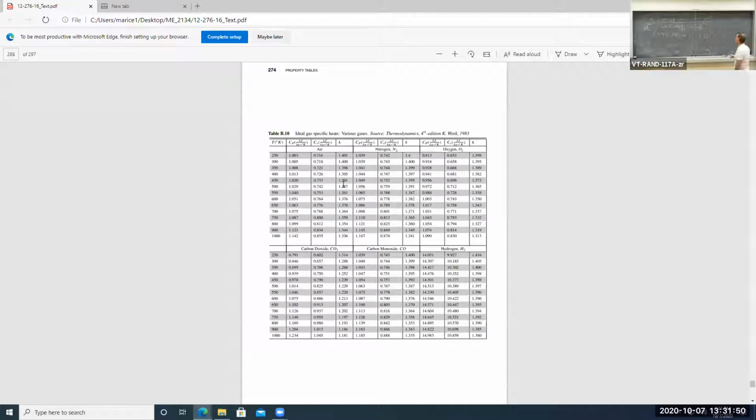So sometimes this is written as k minus 1 over k, all right? In fact, I think I have that in the notes. It's the same thing, all right?